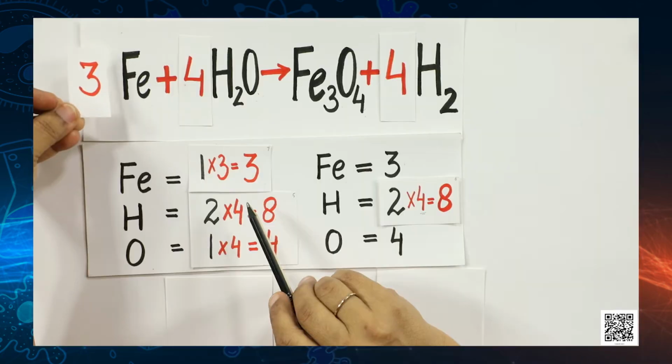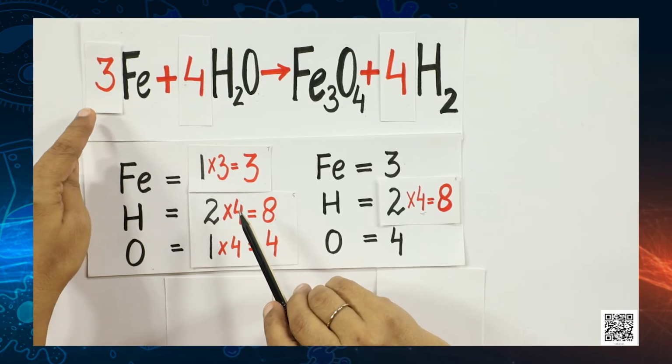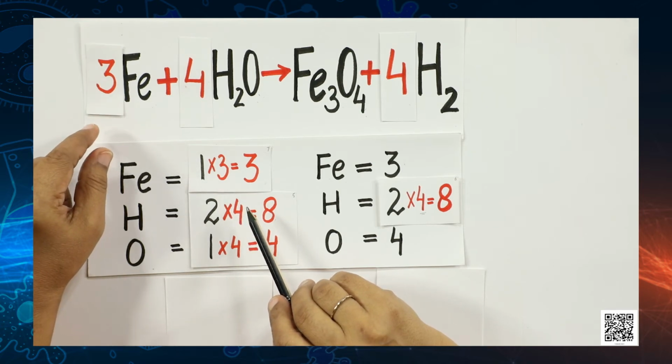We only need to add coefficient 3 in front of iron. So, let us do that. Okay. So, I have written coefficient 3. Have you all noted, children? Okay, that is good. So, this has become our balanced chemical equation. Now, you have learnt how to balance a chemical equation.